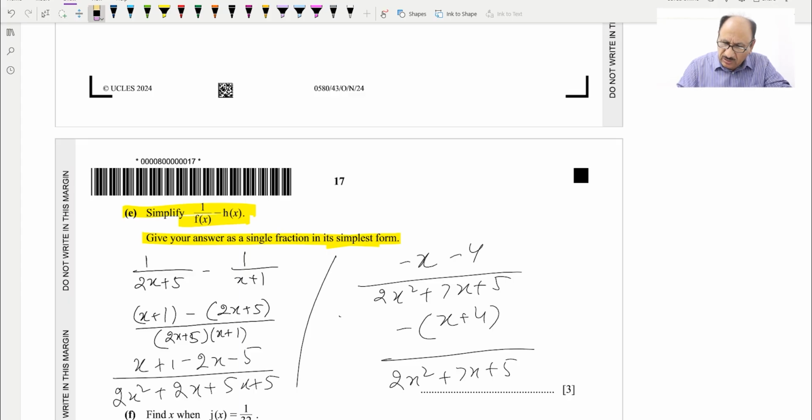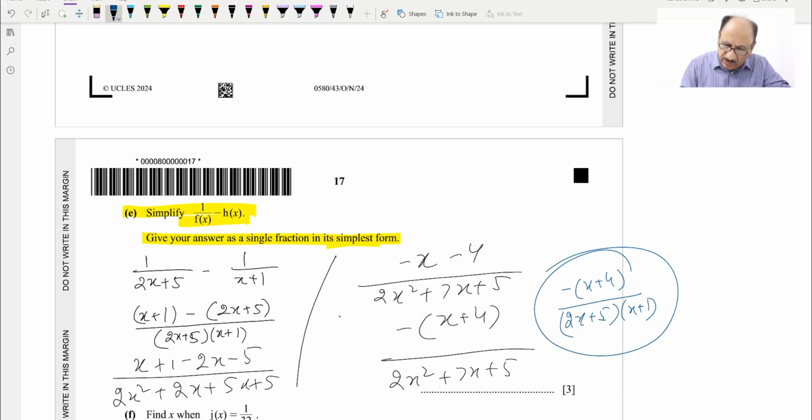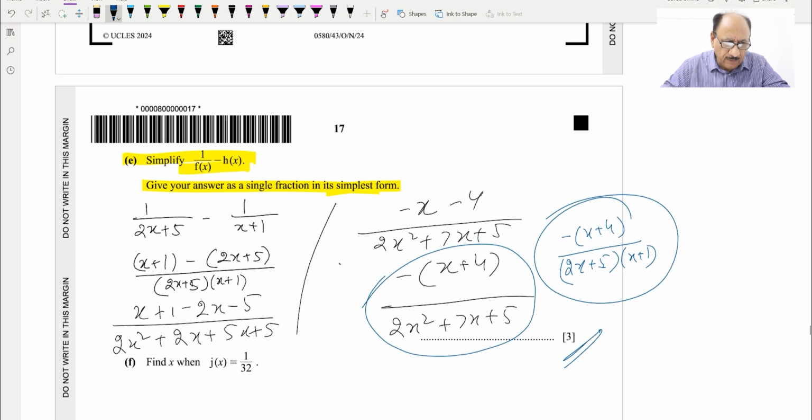This can be the answer, or we can write the answer in the other format, which is basically minus x plus 4 over, we can keep the denominator as it is, 2x plus 5 and x plus 1. So this is also correct, and this one is also correct answer. This is 3 marks, which is done.